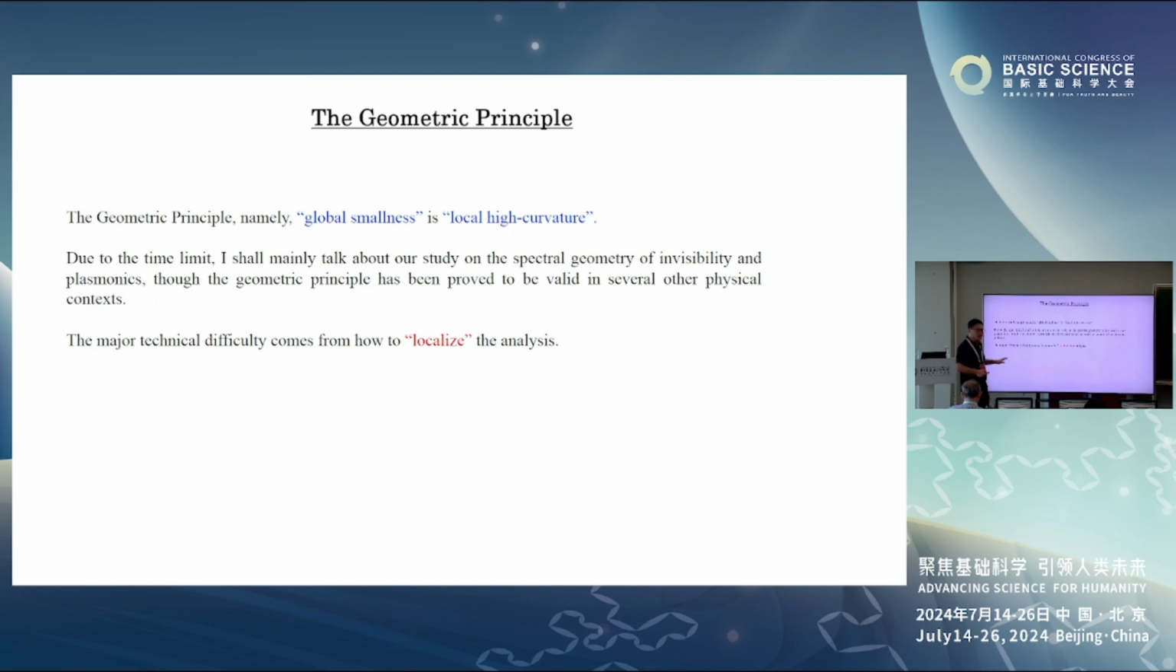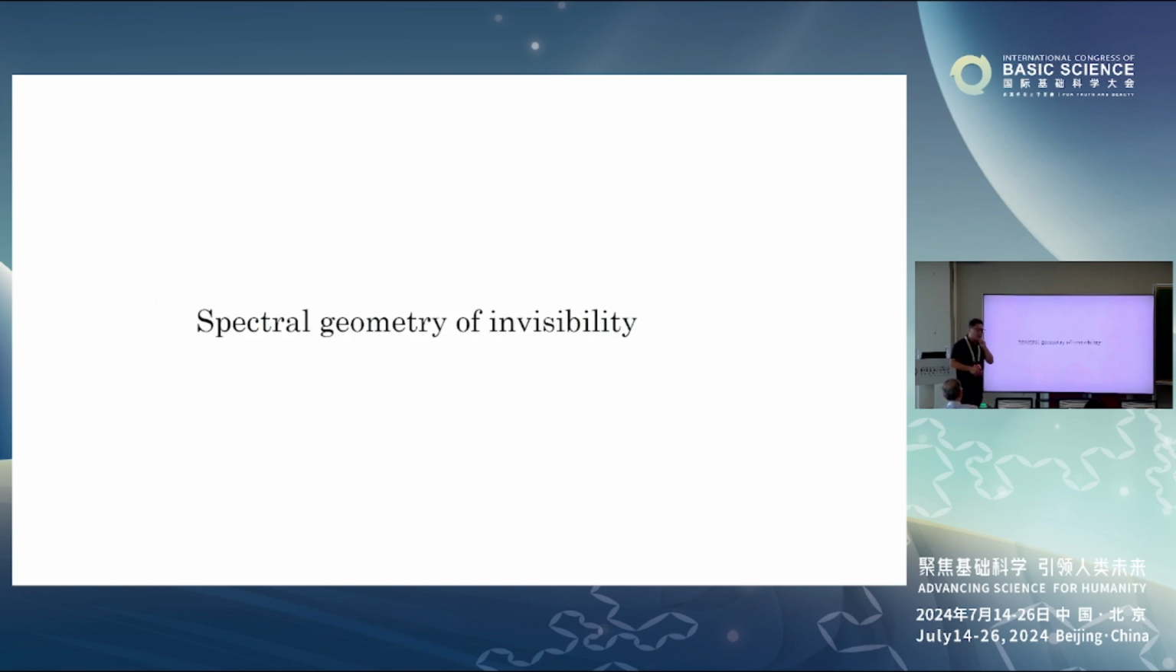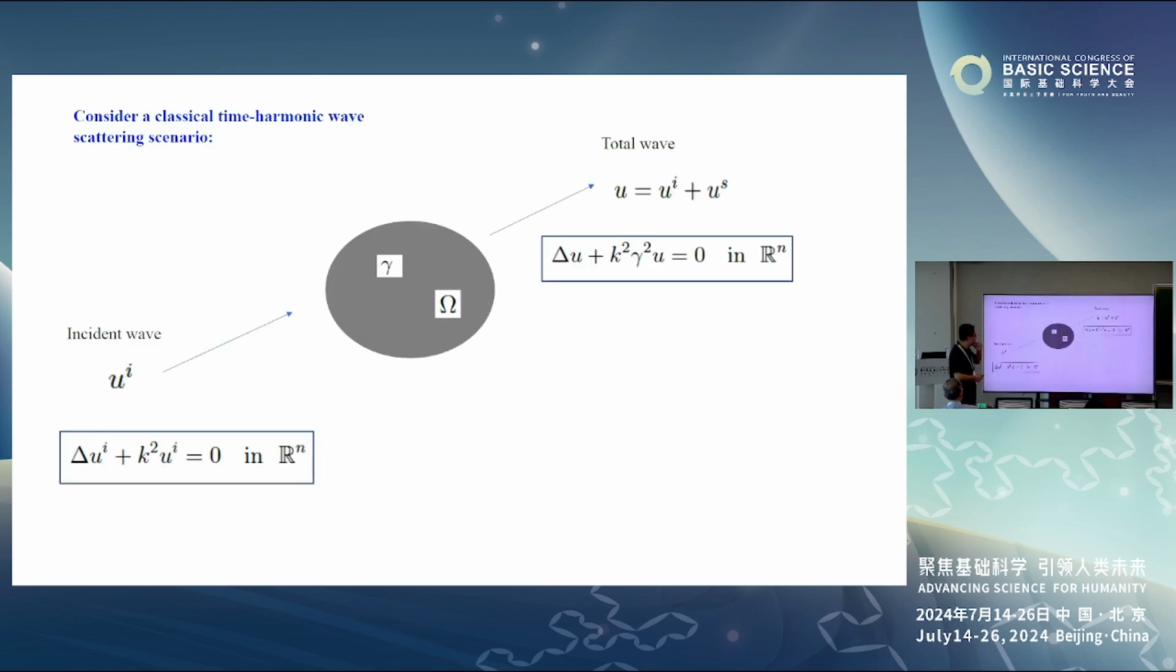Now I am going to talk about some mathematics. How to verify this? The major technical difficulty comes from how to localize the analysis around these high curvature places. Let me first talk about the spectral geometry of invisibility. What do we mean by invisibility? Invisibility means the scatterer becomes transparent under wave scattering.